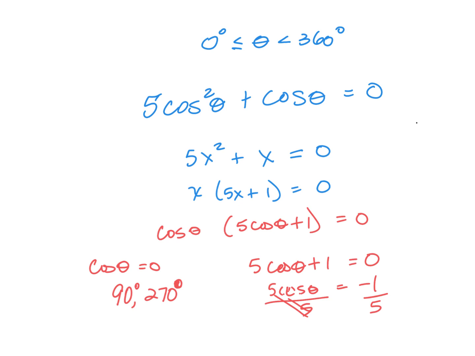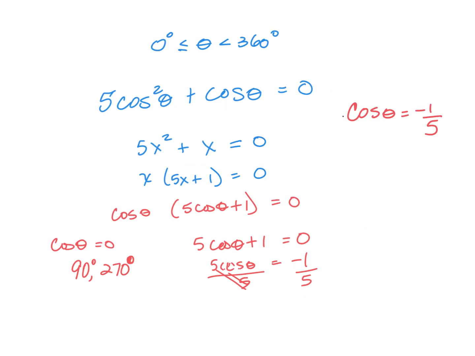Could you say that again? Find what theta is. You do second cosine of negative 1/5, and it'll give you the angle whose cosine is negative 1/5. And you get 101.5 to 1 decimal place.